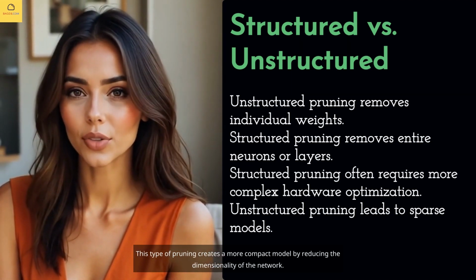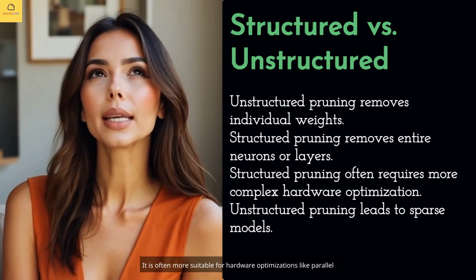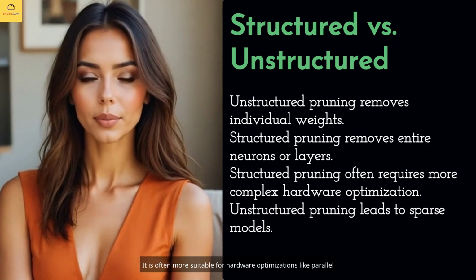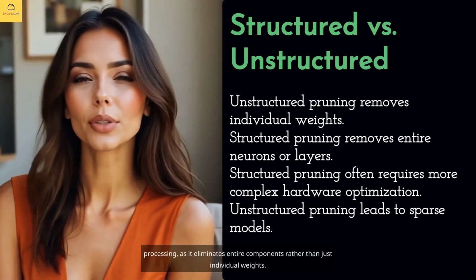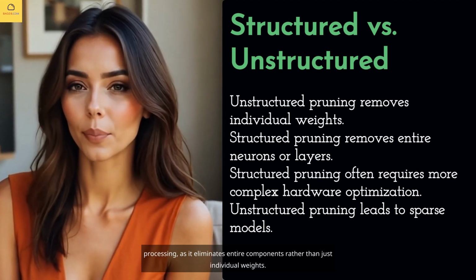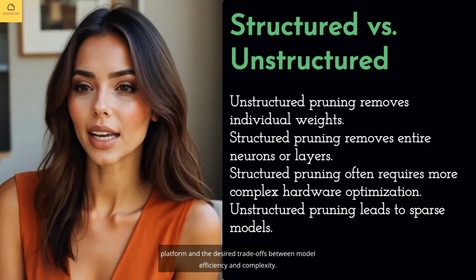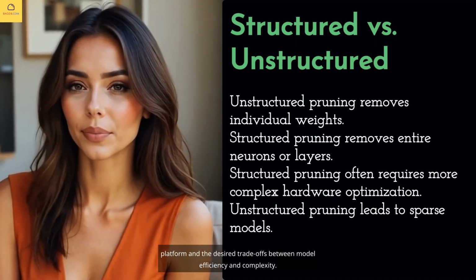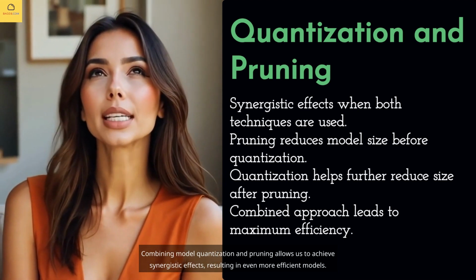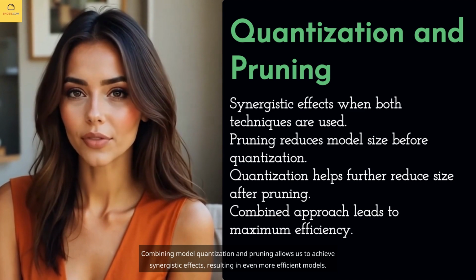This type of pruning creates a more compact model by reducing the dimensionality of the network. It is often more suitable for hardware optimizations like parallel processing, as it eliminates entire components rather than just individual weights. Both methods have their place depending on the target deployment platform and the desired trade-offs between model efficiency and complexity. Combining model quantization and pruning allows us to achieve synergistic effects, resulting in even more efficient models.